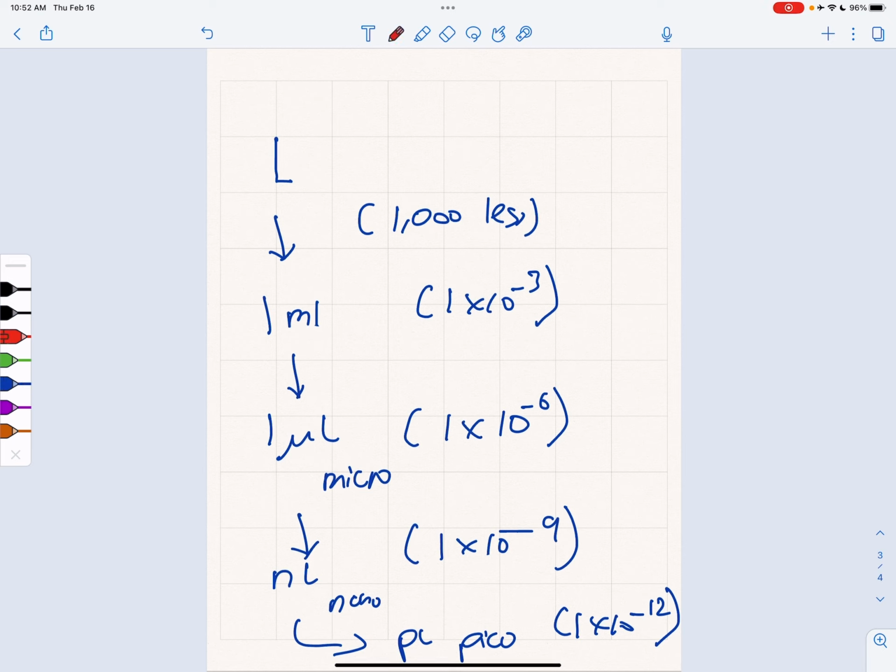So one of the things we'll talk about in the next video is it's really important to be able to convert back and forth between these units. Sometimes you'll be given something in milliliters and you'll need to work out what it is in microliters. So we'll talk about that in the next video.